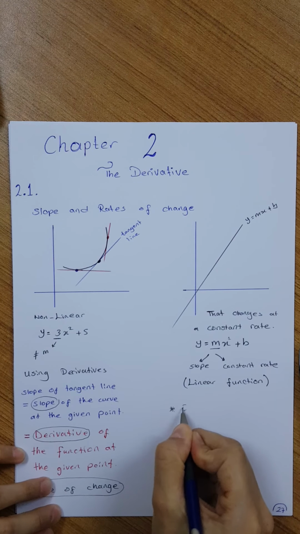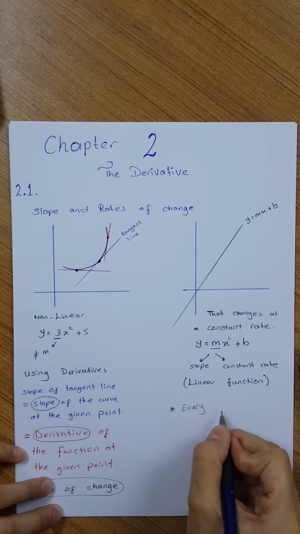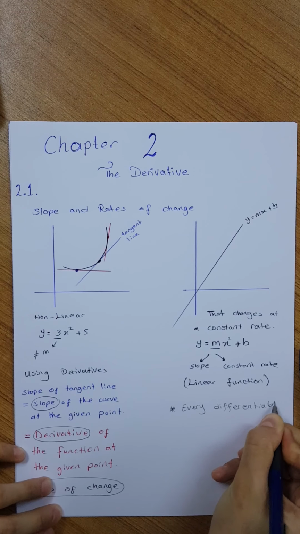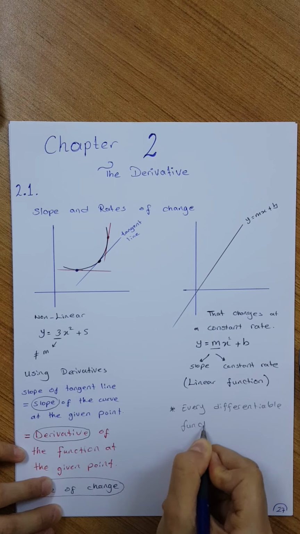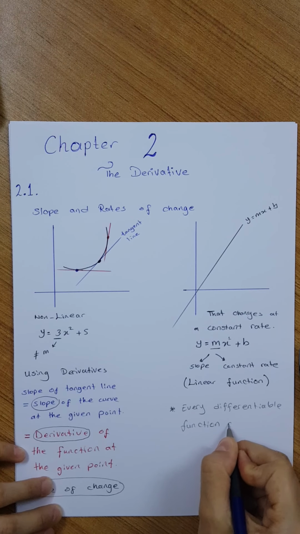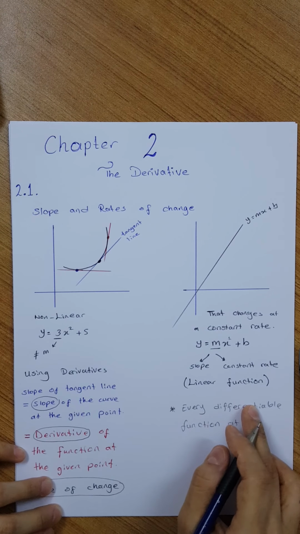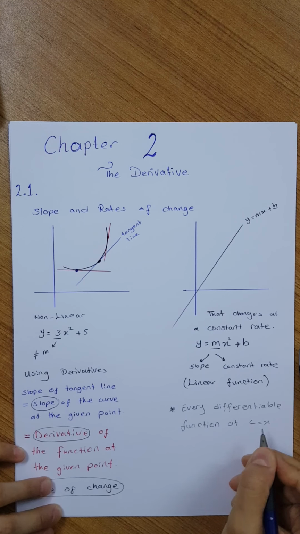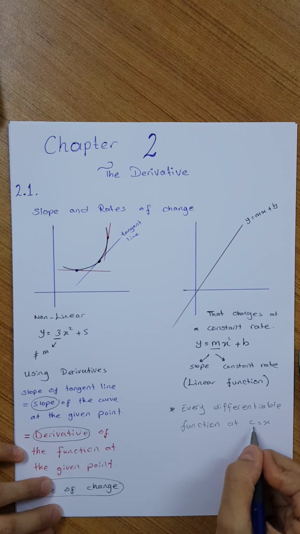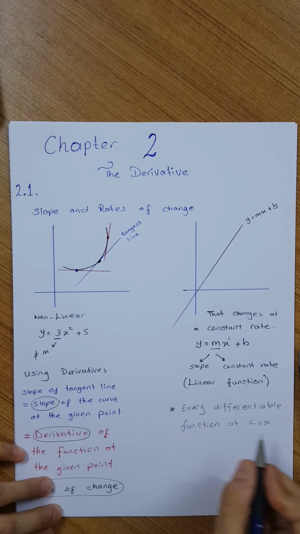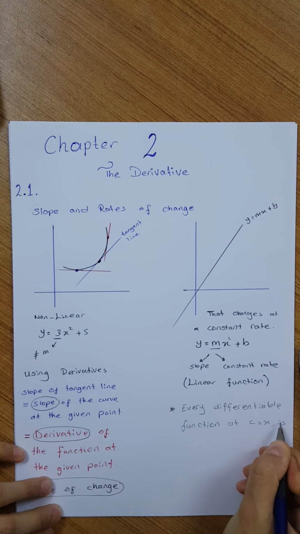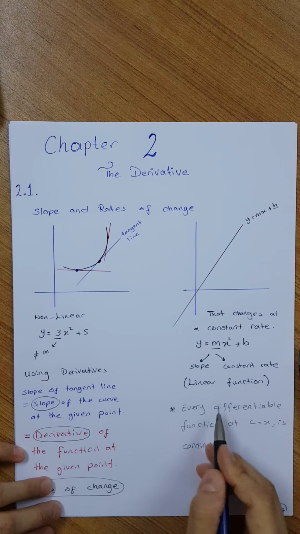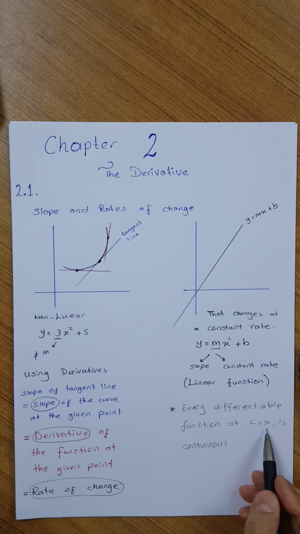We say that every differentiable function at C is continuous. Okay, we have got a function and it is differentiable at a point C. What does that mean at point C? That means we can take the derivative of that function and put C inside it without getting undefined. Every differentiable function at C is continuous.